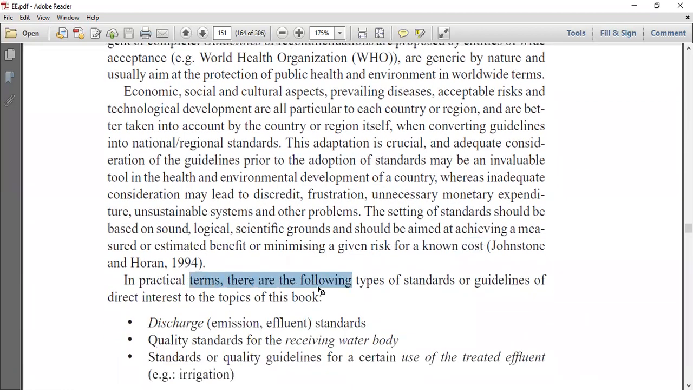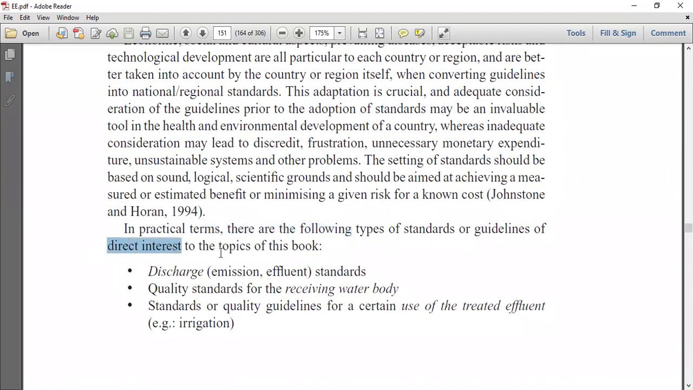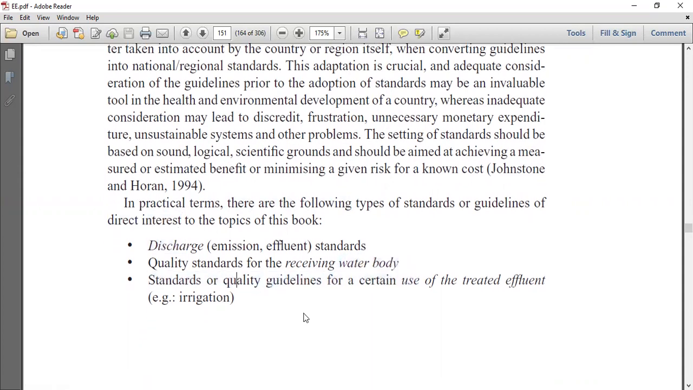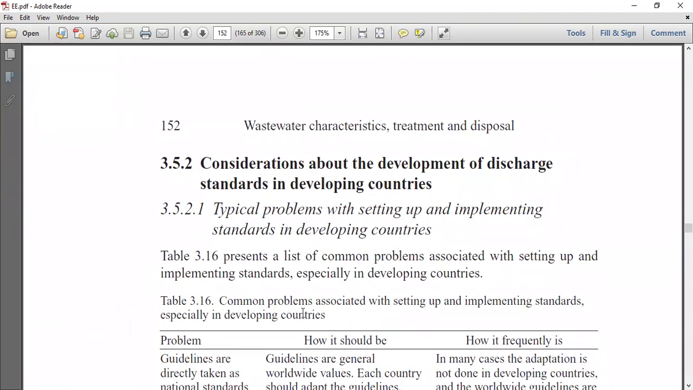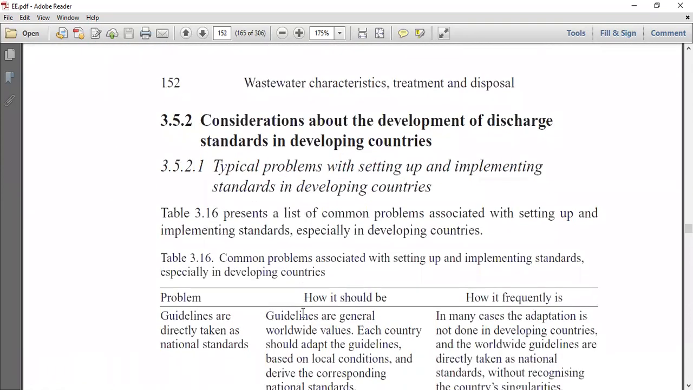In practical terms, there are the following types of standards or guidelines of direct interest in the topic of the group. First, the discharge quality standard of the receiving water bodies, and the standard or quality guidelines for a certain use of the treated wastewater.